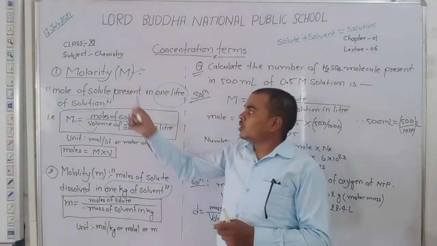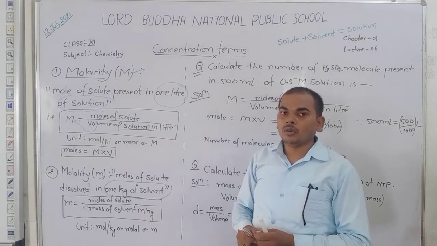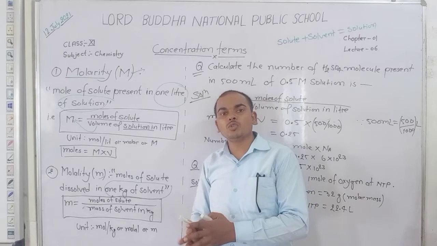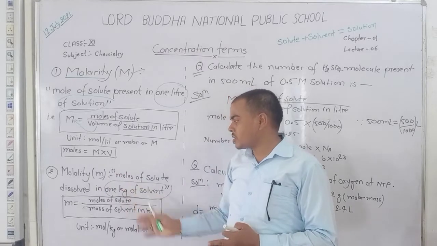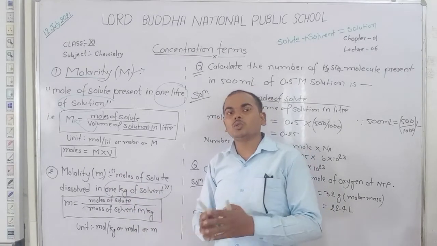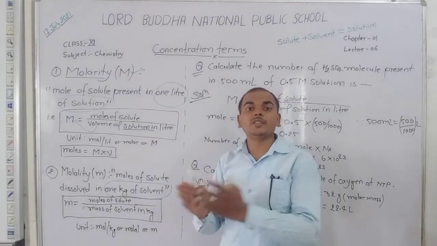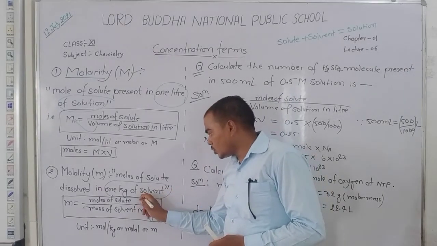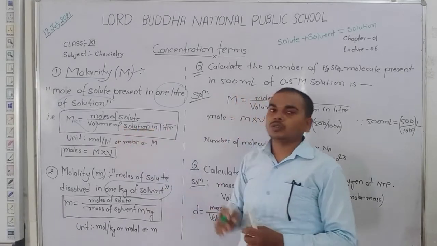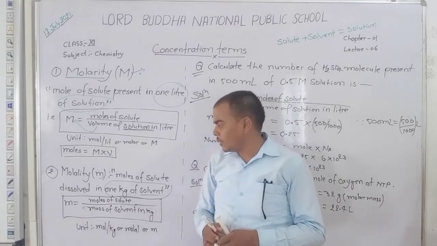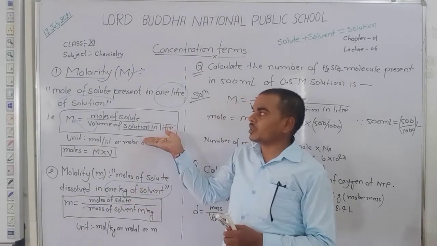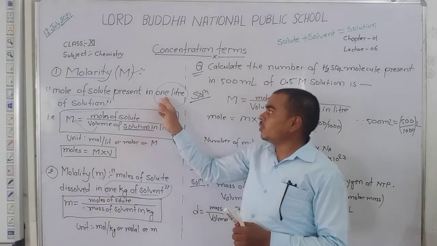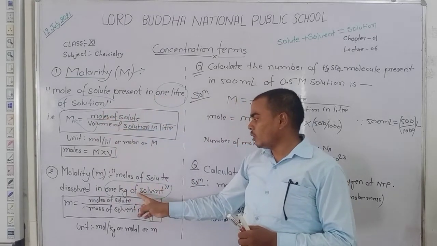For finding molarity, we say moles of solute dissolved in 1 liter of solution. But in the case of molality, we say moles of solute dissolved in 1 kg of solvent, not solution. Solvent only, whereas solvent plus solute means solution. I think you understand the major difference: in 1 liter of solution for molarity, in 1 kilogram of solvent for molality.